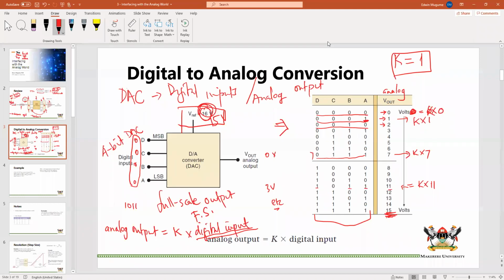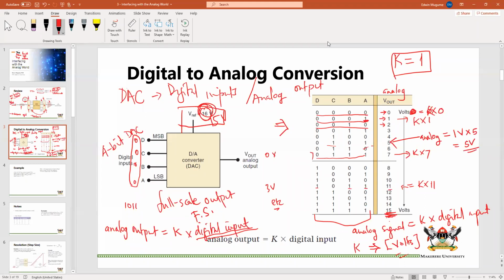So it is easy to see that analog signal is equal to K times digital input. And K has units of volts. We can see that because if we take this example, our analog is equal to K, which is 1 volt, times input of 5, which is 5 volts.